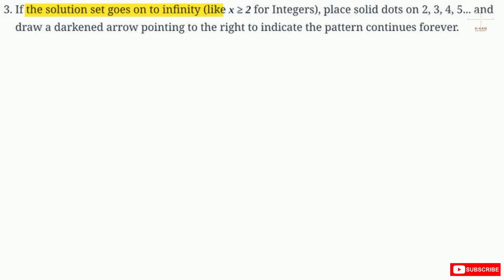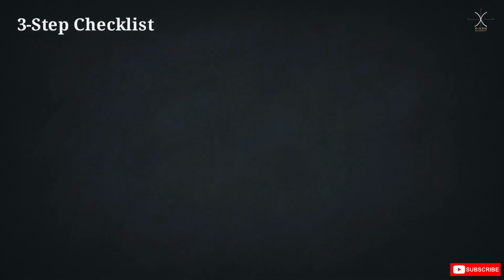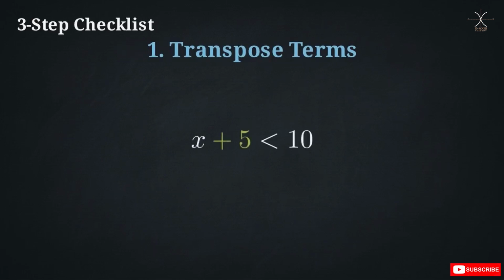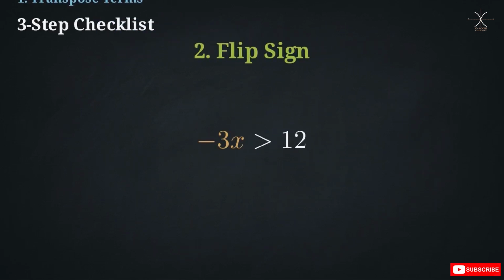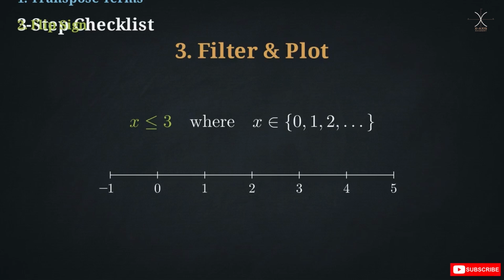This excerpt shows the protocol if our solution goes to infinity. We mark the first few numbers in the pattern with solid dots, and then draw a darkened arrow pointing to the right to show that the sequence continues forever. When approaching these problems, stick to a 3-step checklist. First, transpose terms just like a standard equation. Second, if you multiply or divide by a negative, flip the sign. Finally, filter your results through the given replacement set before plotting the exact dots.